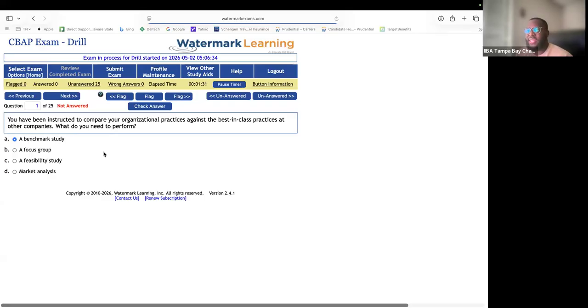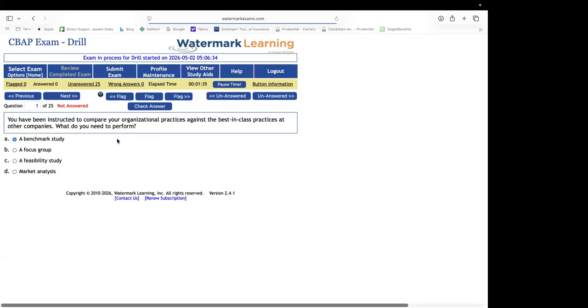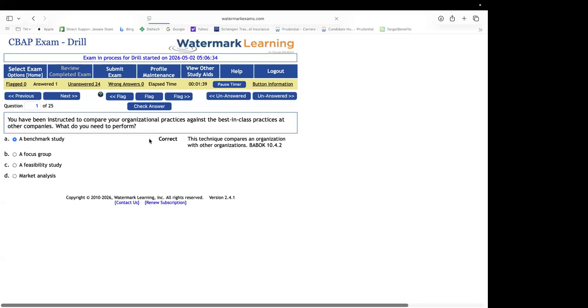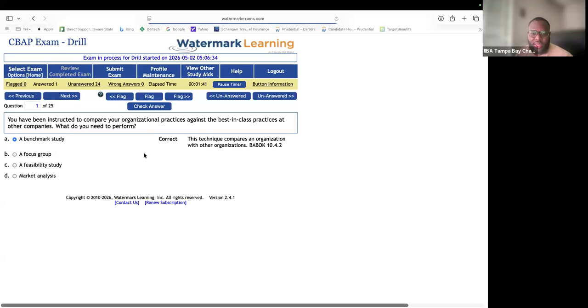Okay. Any other idea, or do we all agree? Okay. Let's test this. Yep, that's actually correct. This technique compares an organization with other organizations. Really good.